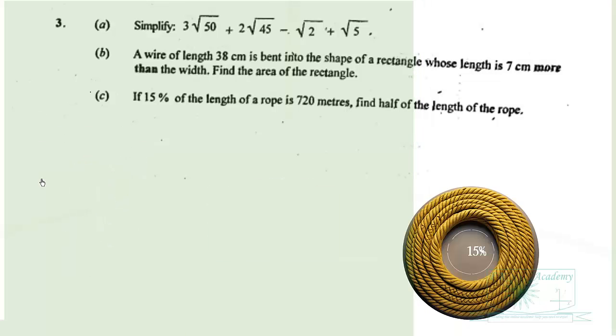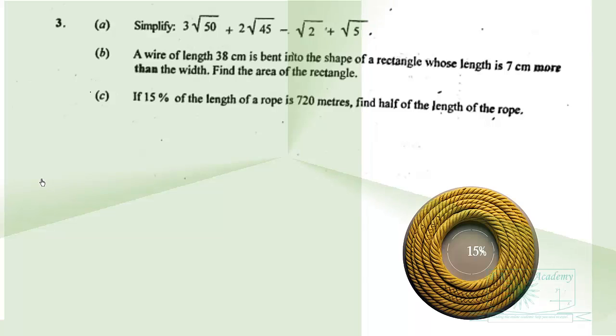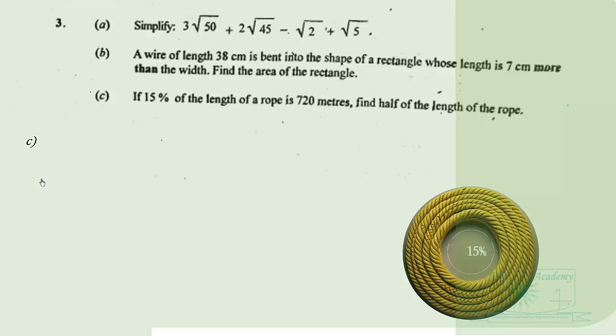If 15% of the length of a rope is 720 meters, find half of the length of the rope. So first, 15% of the length of the rope is 720 meters. So 15 over 100 times L should give us 720. We can multiply by the reciprocal of 15 over 100, which will be 100 over 15.